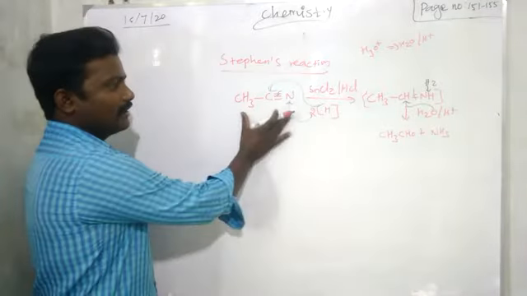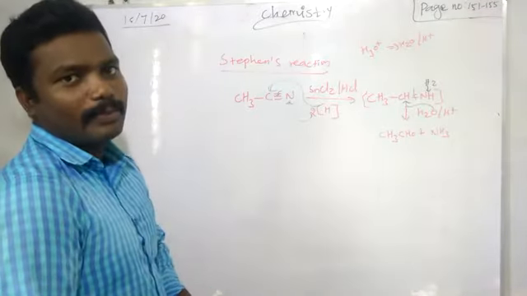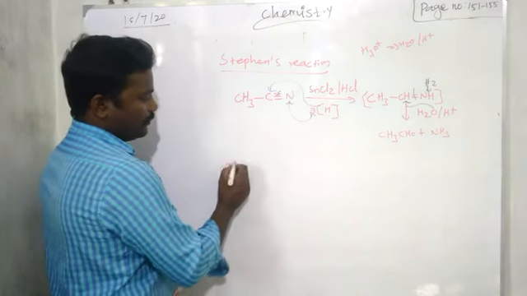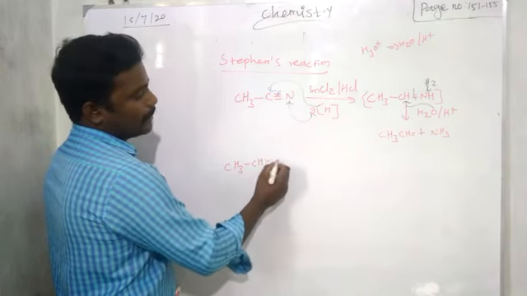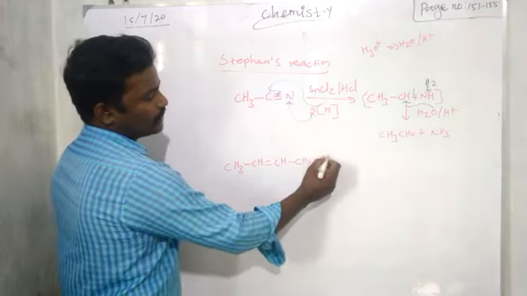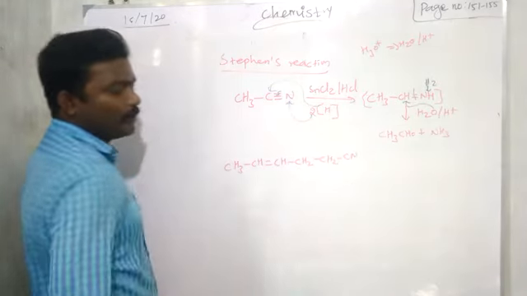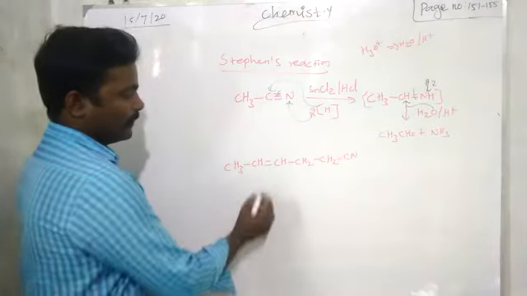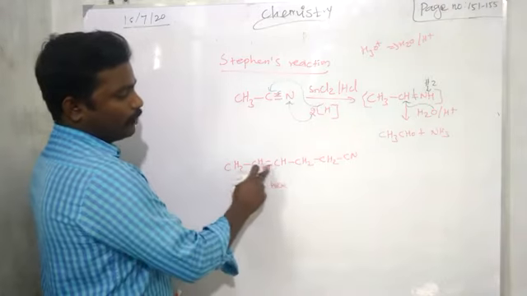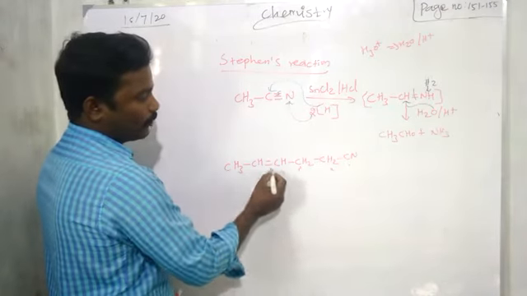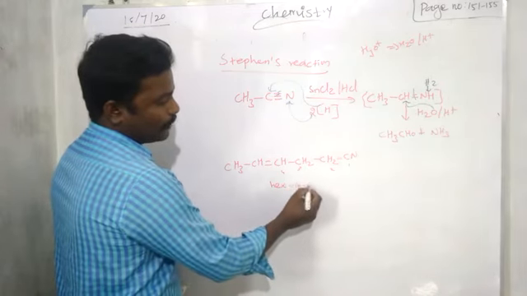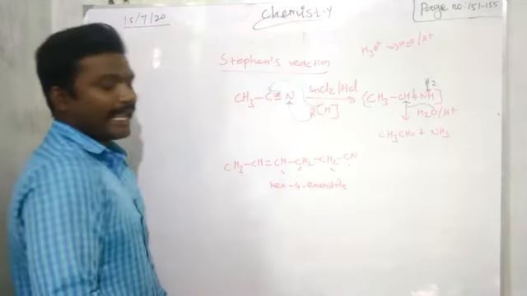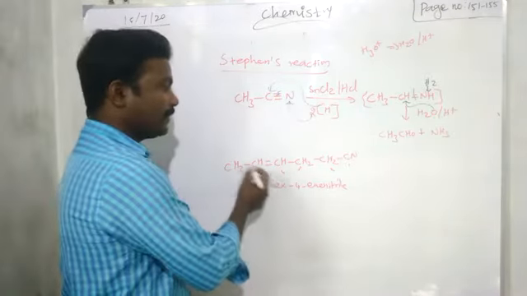What is selective reduction? The same type of CN group, but we are going to take a different type of catalyst. We take CH3 CH double bond CH CH2 CH2 CN. Who will tell the name of this compound? Count it: 1 2 3 4 5 6, so hexane. The fourth carbon has the double bond, so 4-ene nitrile. Hex-4-ene nitrile is the name of this compound.